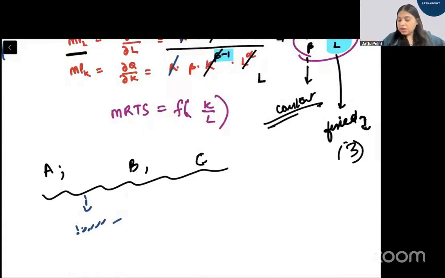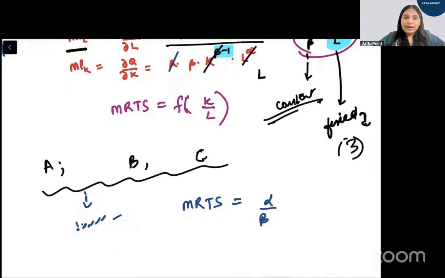Why will it be the same? Because the value of MRTS that we got is alpha by beta into K by L. Right, we have got MRTS as alpha by beta into K by L, and we have found out that our K by L is fixed at 3. So if K by L is fixed at 3, and alpha by beta anyways is fixed, we will get a constant MRTS.